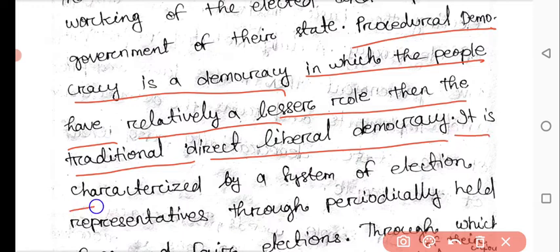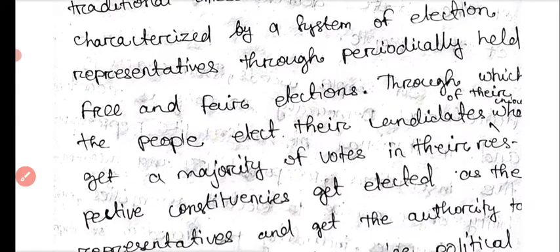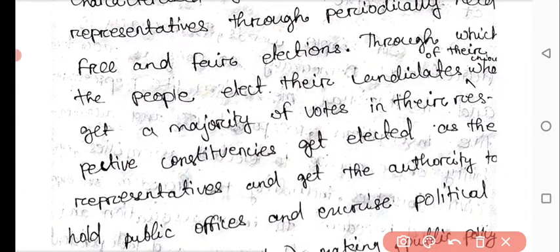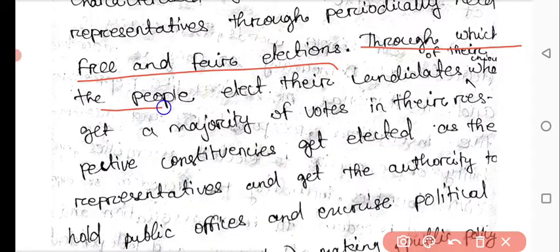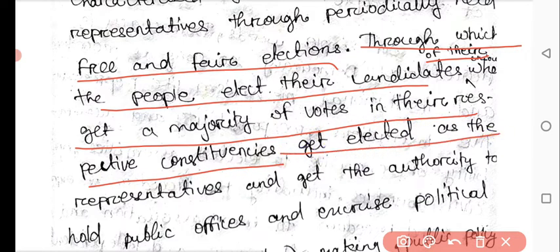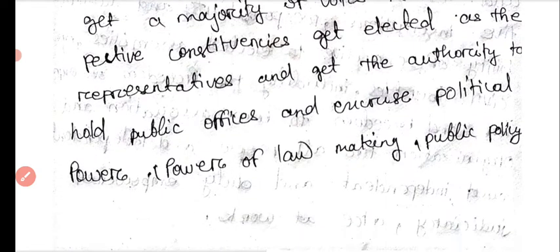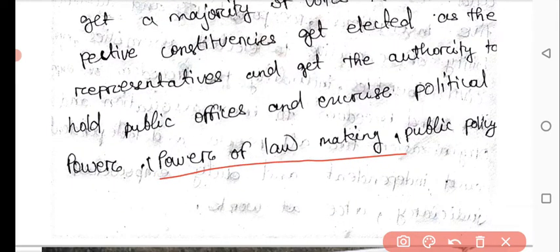It is characterized by a system of electing representatives through periodically held free and fair elections, through which the people elect their candidates. Those who get a majority of votes in their respective constituencies get elected as the representatives and get the authority to hold public office and exercise political power of lawmaking and public policy.